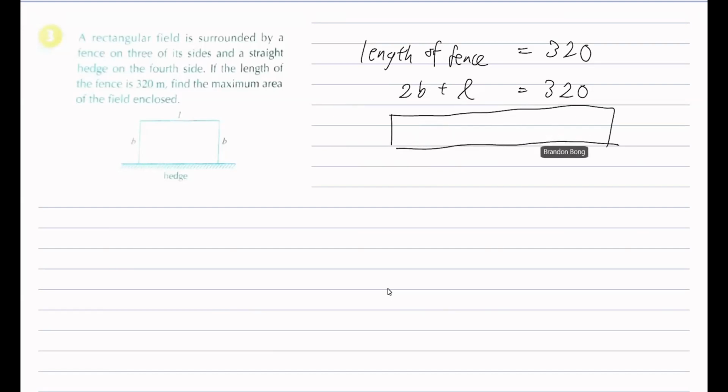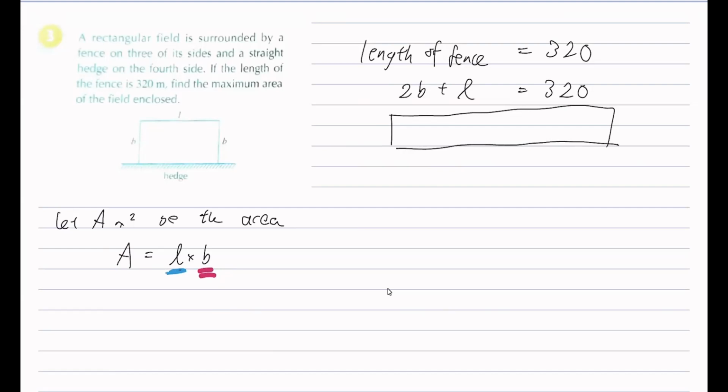So we want to find the maximum area, right? So let's let A meters squared be the area. Sorry for the handwriting. A is then equal to what? Length times breadth, right? So L times B. But then, okay, you've got two different variables here. Can we deal with two different variables on the right side?